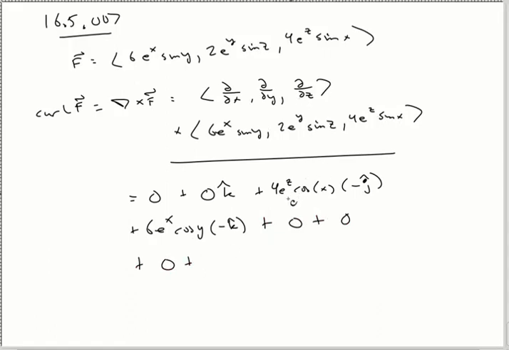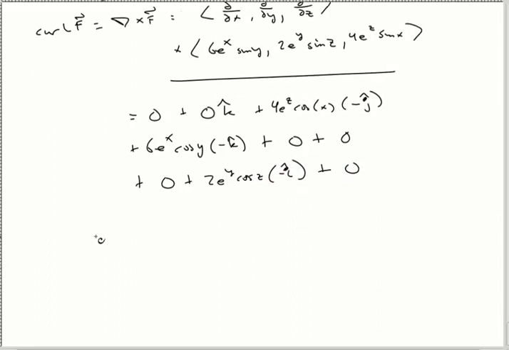Here in terms of z is going to be a 0. Here in terms of z, the sine goes to a cosine. 2e^y cosine of z. That's a negative i position. And then finally 0. So, writing it out. And then I have here negative j.